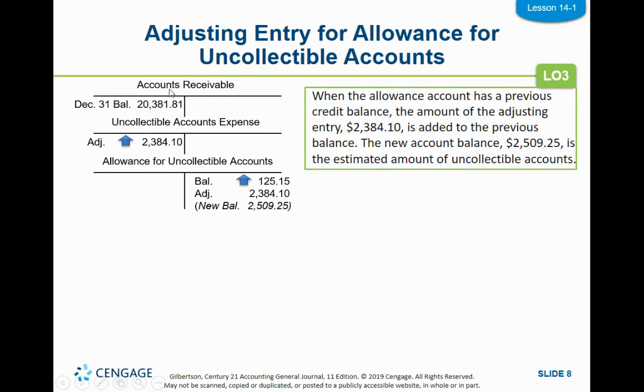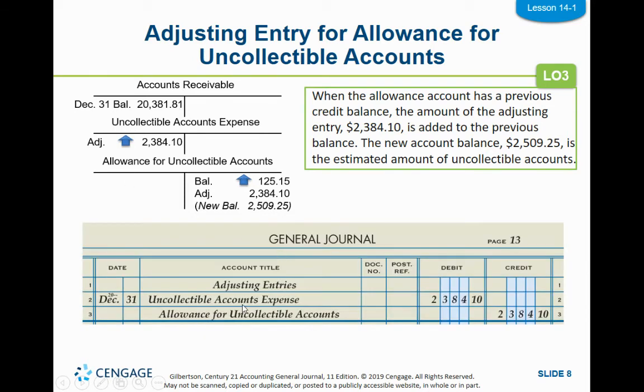$20,381.81 in accounts receivable. We are going to then do an adjusting entry. We're going to credit allowance for uncollectible accounts, because if you remember, that's our contra account. Accounts receivable has a debit balance. To decrease that, we have to credit it. So that's our adjustment there in that contra account. And then we debit the expense account, the uncollectible accounts expense.